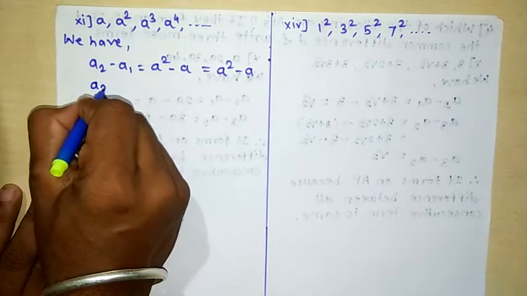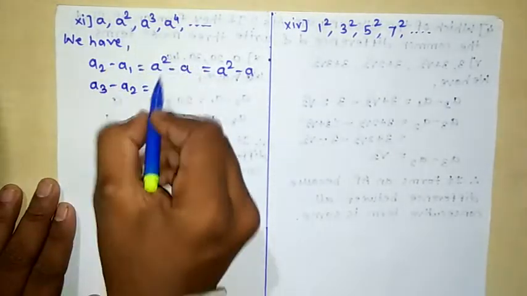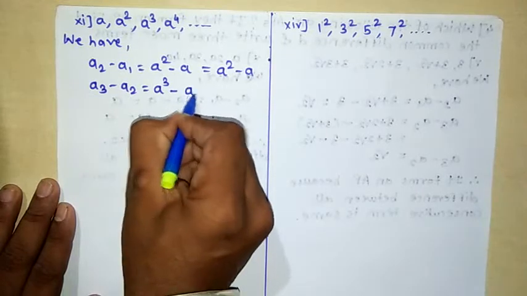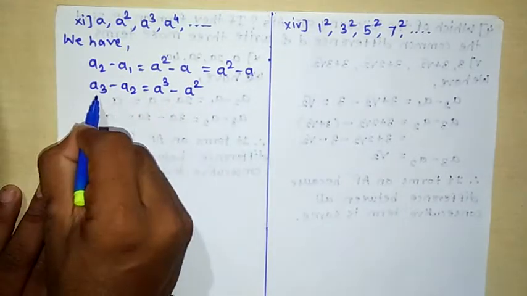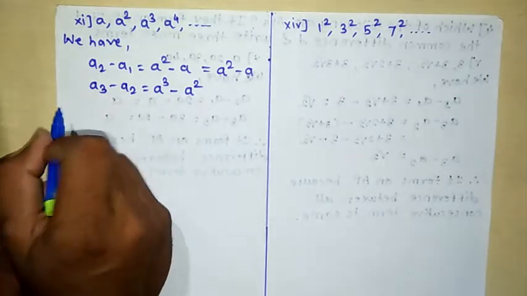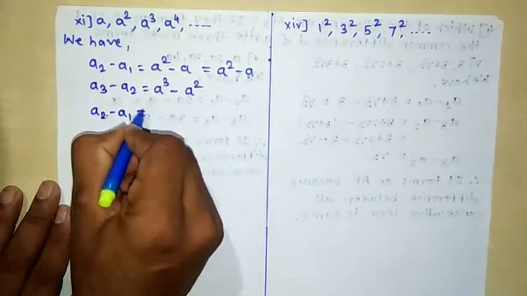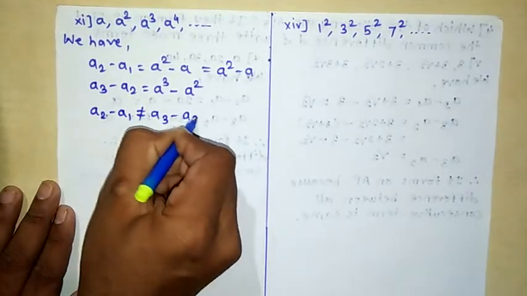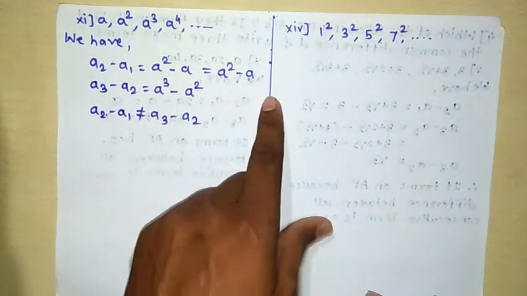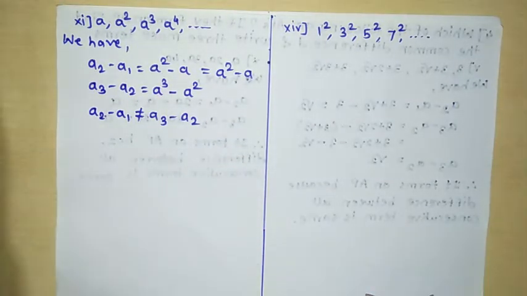Now we will find a3 minus a2. Here, what is the value of a3? a3 is a cubed minus, what is the value of a2? a2 is a squared. Now we got a3 minus a2 is equal to a raised to 3 minus a squared. Therefore we say that a2 minus a1 is not equal to a3 minus a2, because the a2 minus a1 value is a squared minus a, and the a3 minus a2 value is a cubed minus a squared. It is not equal.